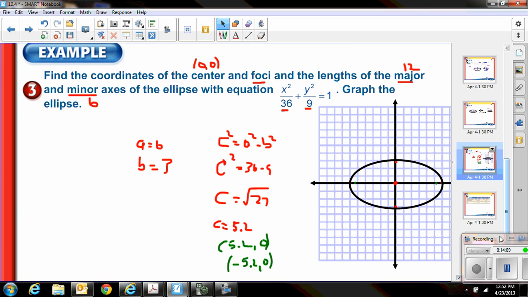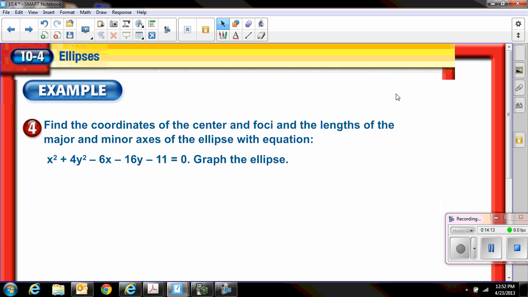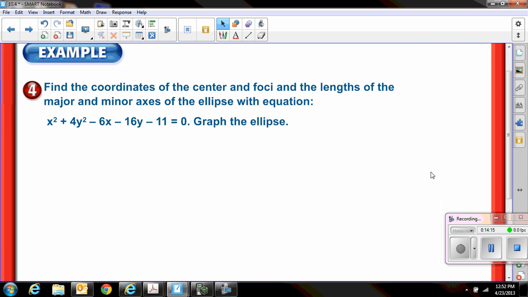Okay, let's try one more. This last one, this is the hard one. Much like the circles and parabolas that we've done before, this is called standard form. And if you have an equation that is in this form, you first have to complete the square before you can actually find your answer. So let's work our way through. Let's complete the square here. Let's see what I can come up with.